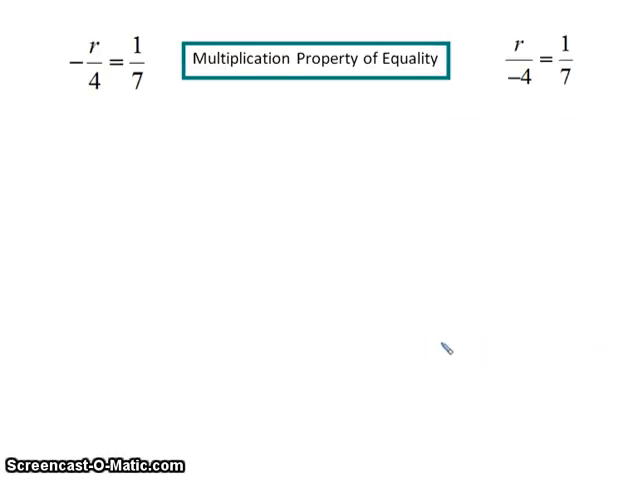The next property is the multiplication property of equality, and we use this when we want to undo division. Look at these two equations. Are they the same?